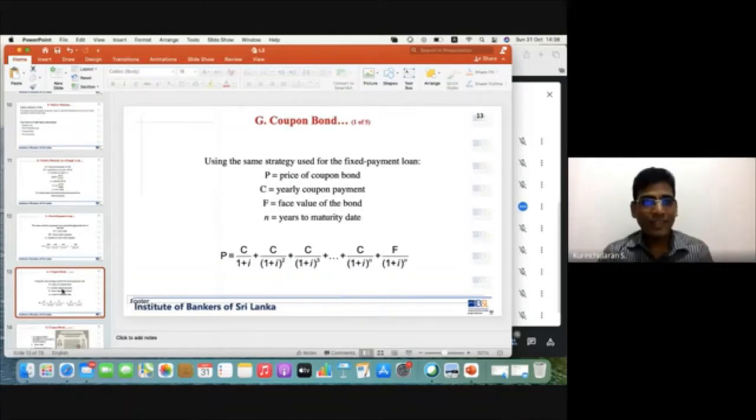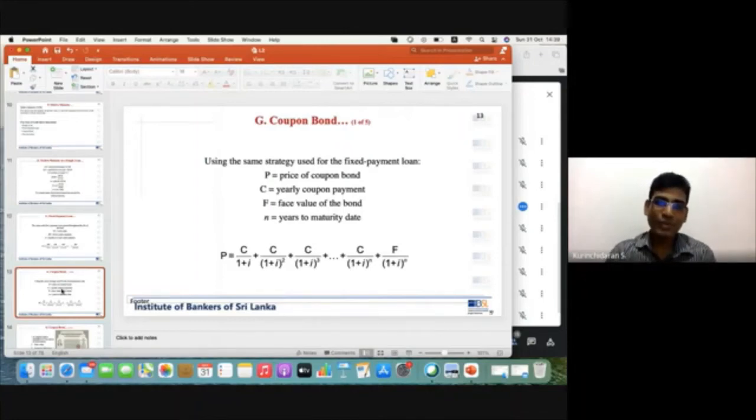Next one, the third item. So we have seen a simple loan, a single payment, or fixed payment, and a sequence of payments. The third one is a coupon bond as an example. It's a similar strategy to a fixed payment loan, but at the end of the tenure you also get your investment or face value back. Take a treasury bill as an example.